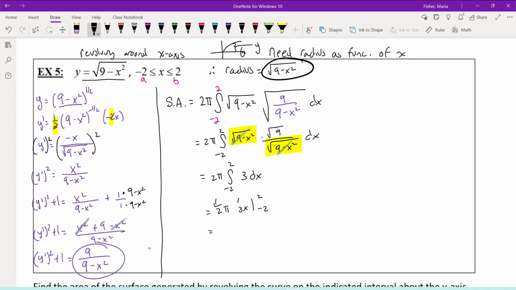So this 2 times this 3 is 6 pi, and if we plug in our 2's here, we're going to have 2 minus a negative 2, or 4. So 6 pi times 4 is 24 pi. Therefore, my surface area here is going to equal 24 pi.